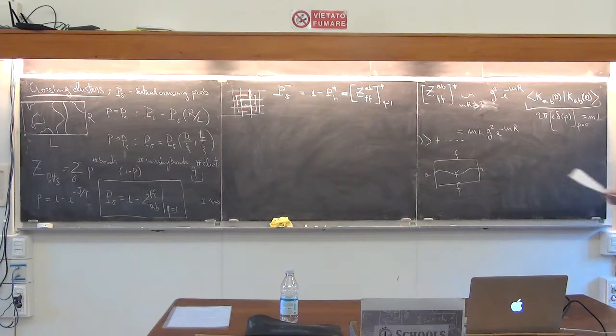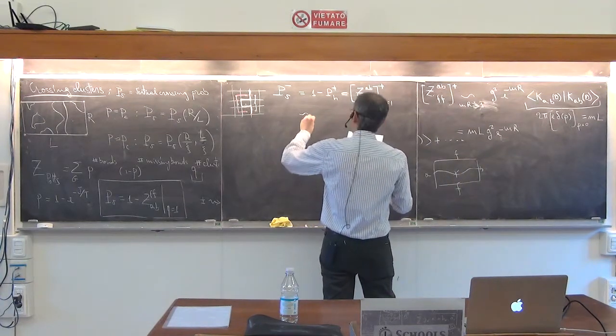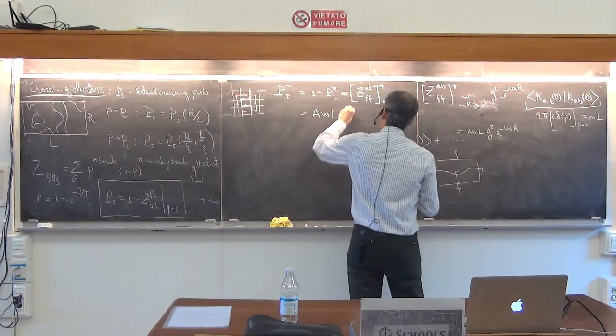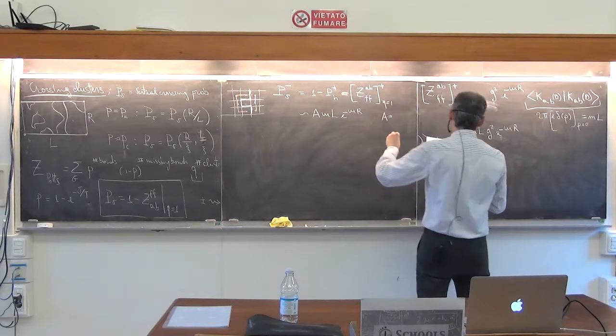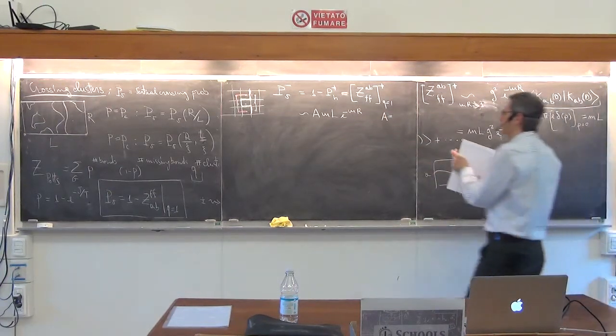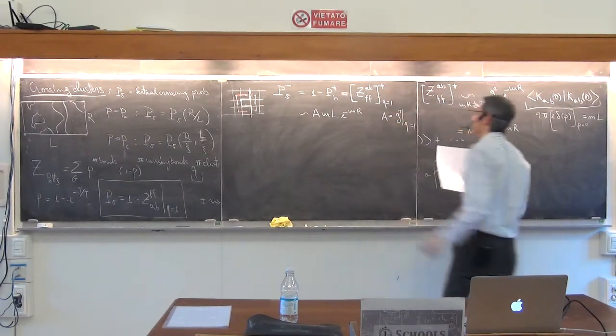So we know the result here. This is, in the limit, A e^(-mL) where A is, we go back here, G squared, evaluated at q equal 1 in the box model.